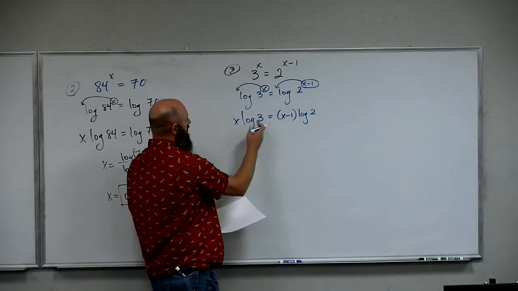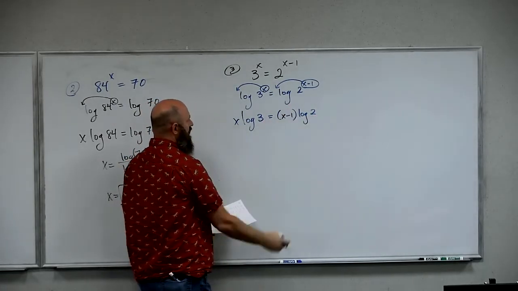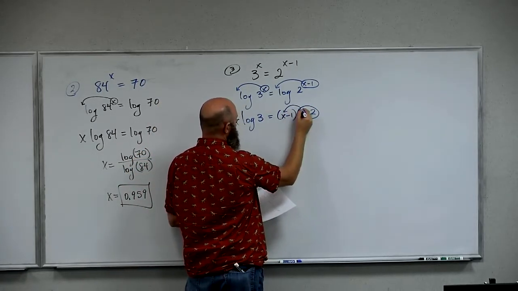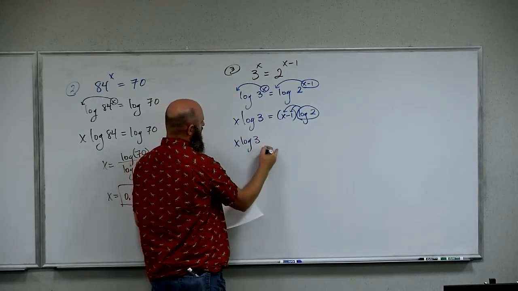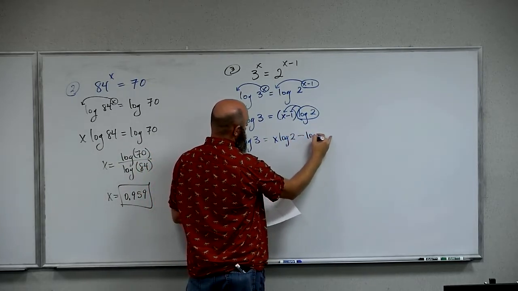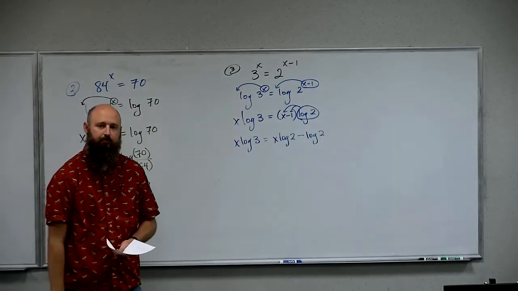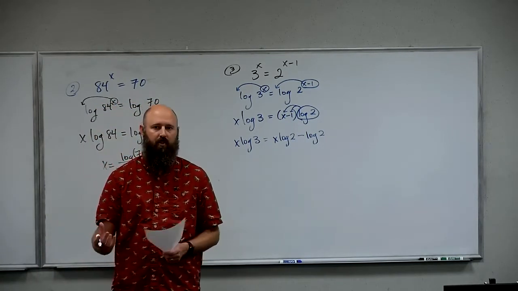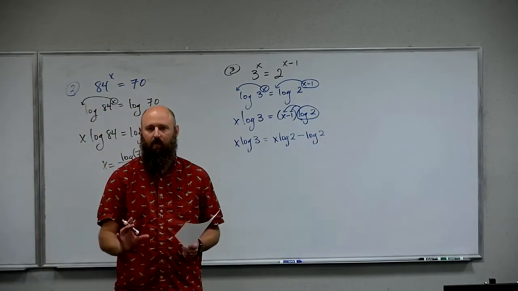Well, since we have multiple x's, we've got to be able to get them together. So I'm going to distribute that log 2. I'm taking this log 2 right here, and I'm giving it to the x and to the 1. This is x log 3 equals x log 2 minus log 2. 1 times log 2 is just log 2. Remember that log is just an operator. It's kind of like moving a square or a square root around. So right now, we're just moving that around as a number.